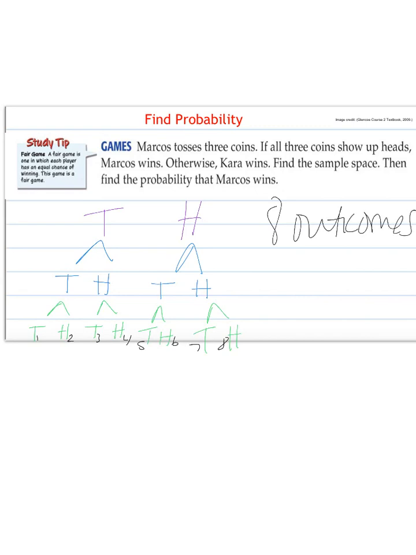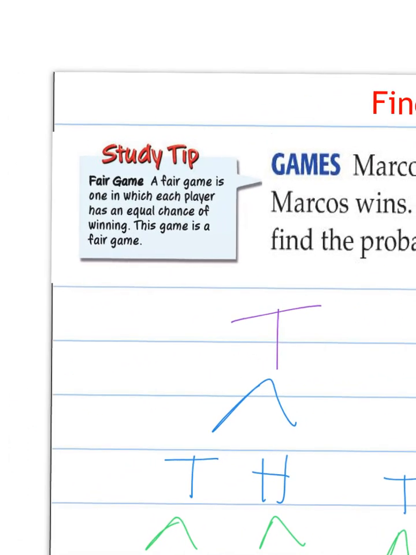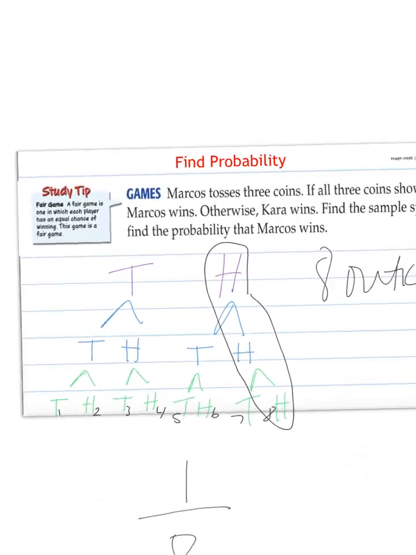Now let's go through. If all 3 coins show up heads, Marcos wins. So let's see. We have to go through and find heads, heads, heads. That's only one of our combinations. Okay, so Marcos has a 1 out of how many total outcomes? Well, 8 total outcomes, so he has a 1 out of 8 chance of winning. Okay, study tip to note, fair game. A fair game is one in which each player has an equal chance of winning. This game is a fair game, so just something to note.